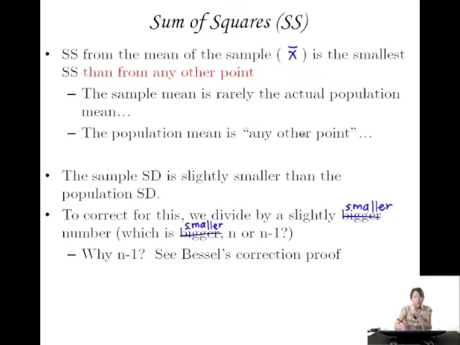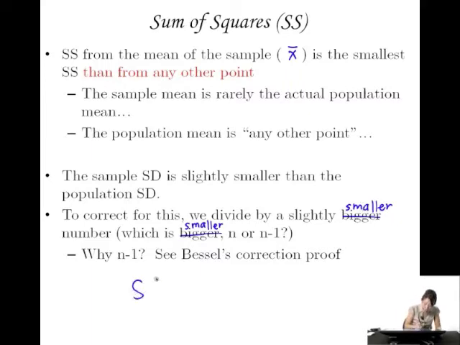That's a problem. Here's why. Because we have a sum of squares that's a little bit too small, our sample standard deviation is going to be actually a little bit smaller than our population standard deviation all the time. That's an issue. We're always sort of undershooting the population standard deviation. So to correct for this, we're going to divide the sum of squares from our sample by a slightly smaller number than we actually do.